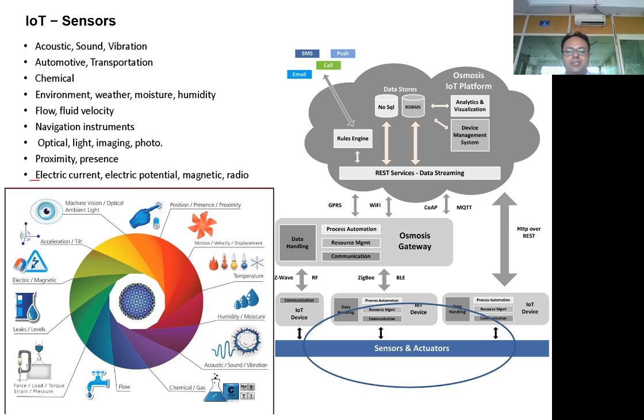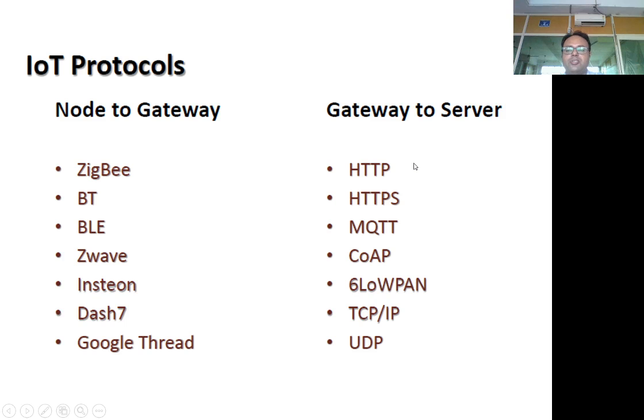Now, as we have discussed, there are some protocols that are used to communicate from node to gateway and gateway to server. So there are protocols like Zigbee, Bluetooth low energy devices, Z-Wave, Insteon, Dash7, Google Thread and many others that are used for connecting your node to your gateway architecture.